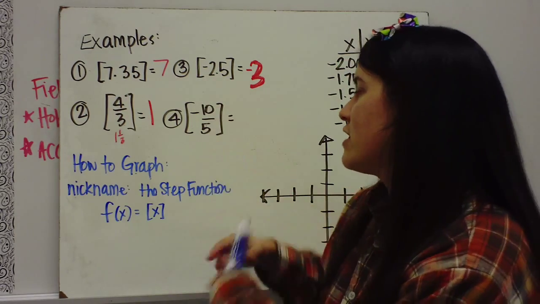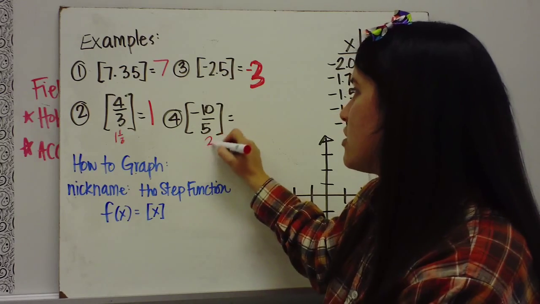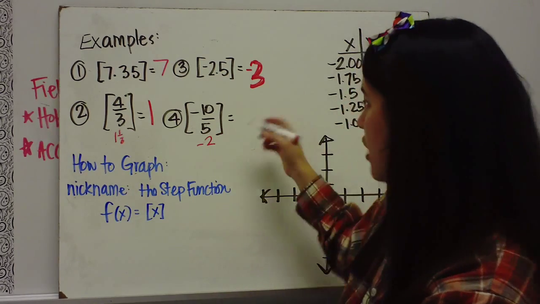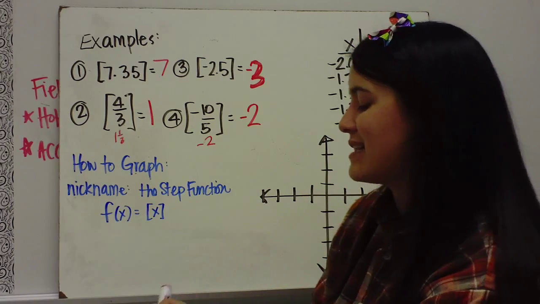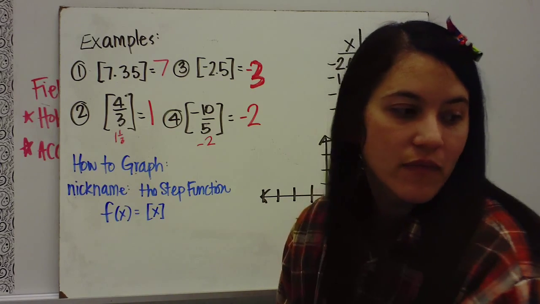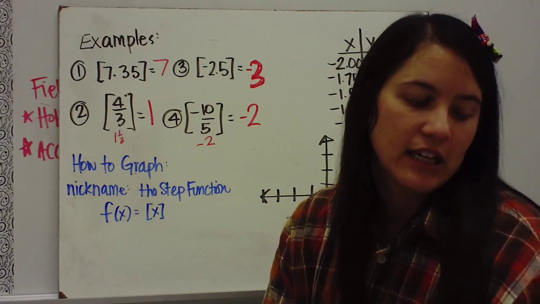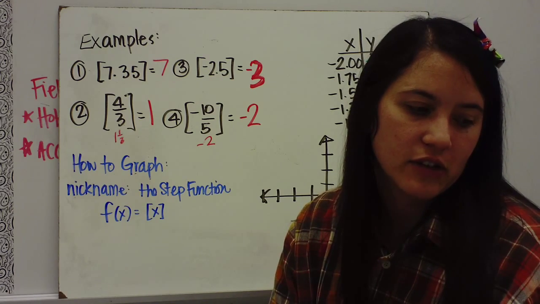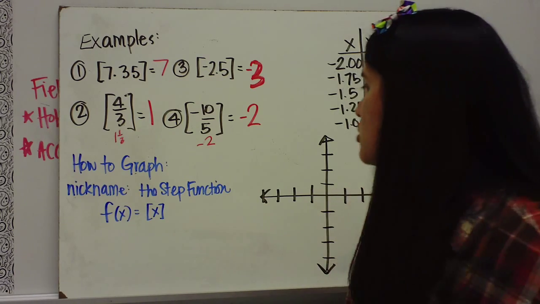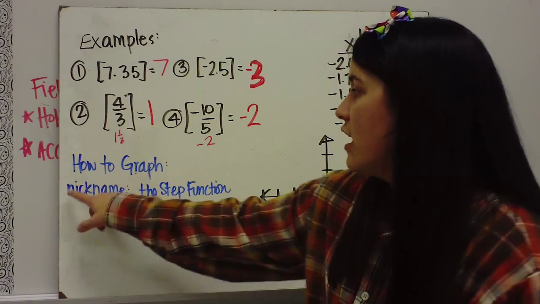Negative 10 over 5, this is negative 2. It's the greatest integer without going over, but it can be exactly that integer. This one's going to be a little confusing, but let me show you how to graph.